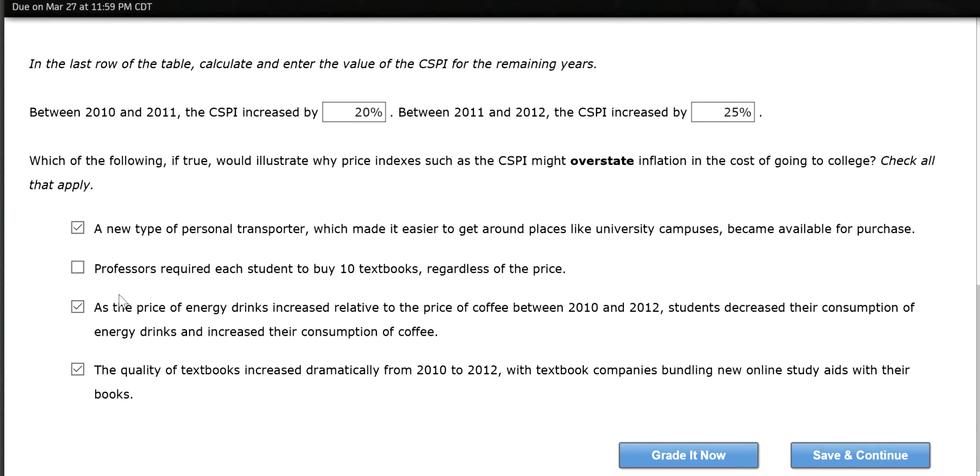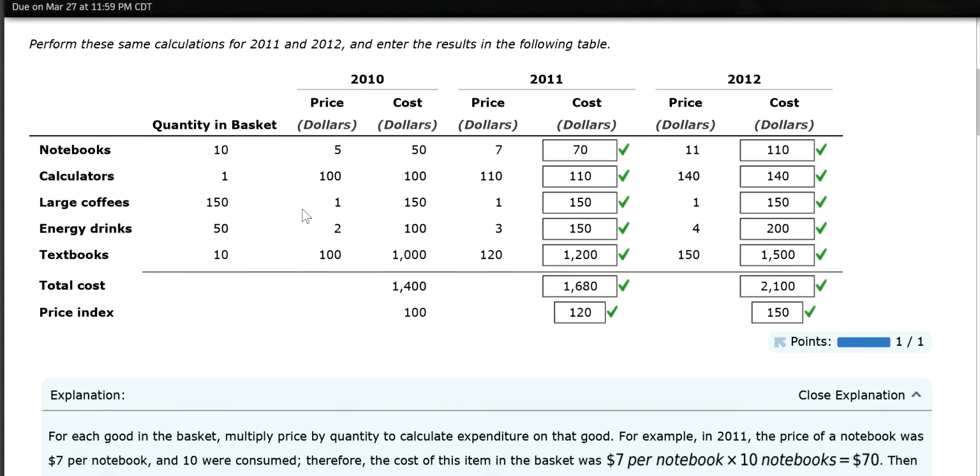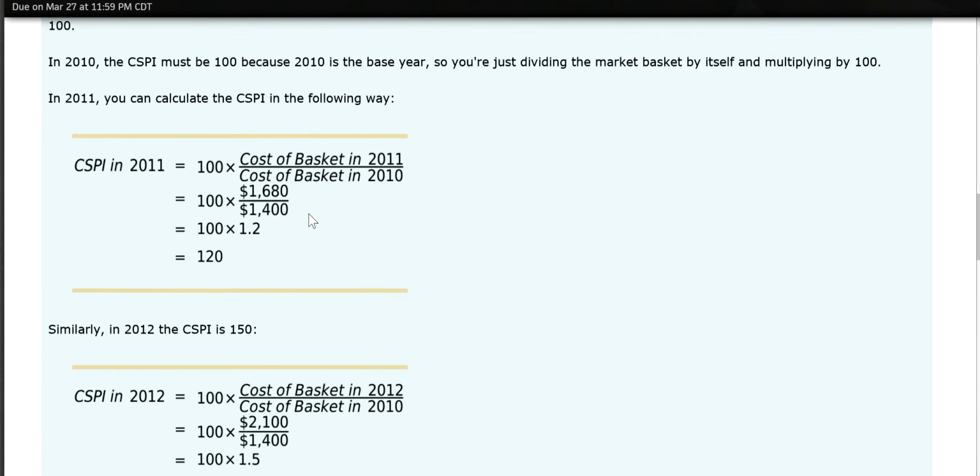Alright, so we're going to check these three, and then let's grade it now. See if we get everything right. Okay, we did. So 3 out of 3. So this is how you do number 1 in chapter 11. Take a look at it.